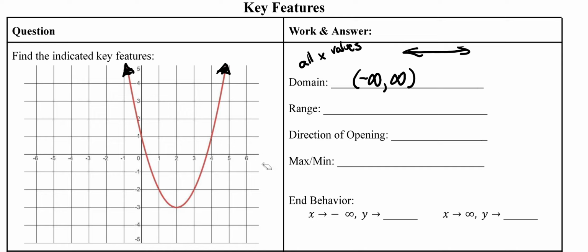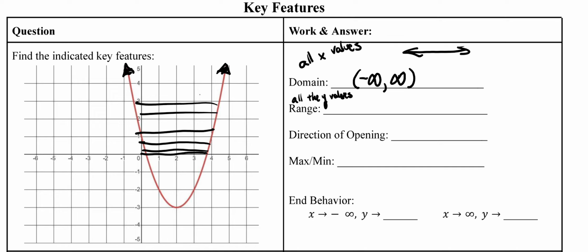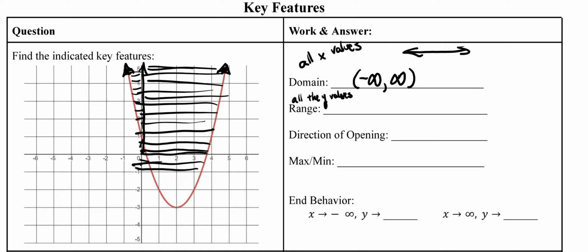Now, the range is all the y values. So this time we can think about how to take all of these values over to the y-axis, and it would leave points there, infinitely many points. And since it goes up, it just continues to go on up, and that can go from both directions.